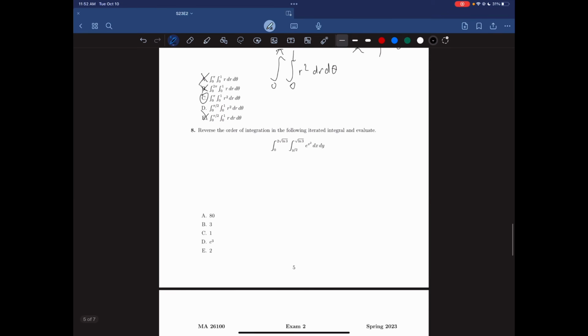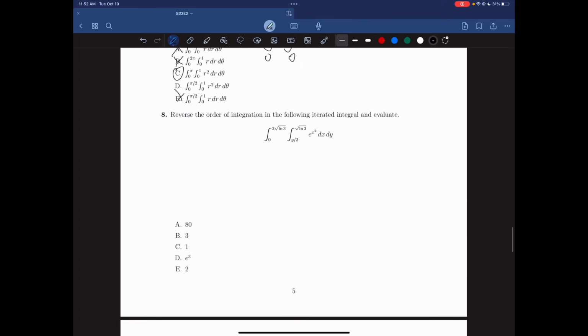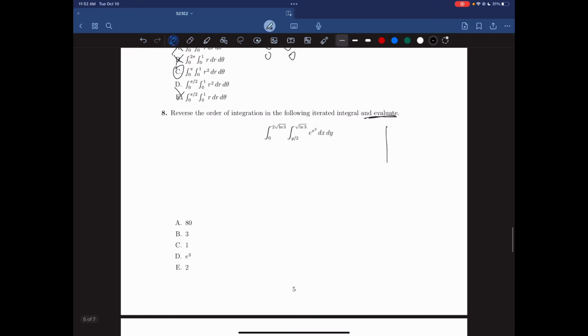C. Number 8, reverse the order of integration of the following iterated integral and evaluate. Okay, yeah, I see why they say reverse. You cannot integrate e to the x squared. So let's just draw out our domain, sketch it out. We have x equals 1/2 y, therefore 2x equals y.